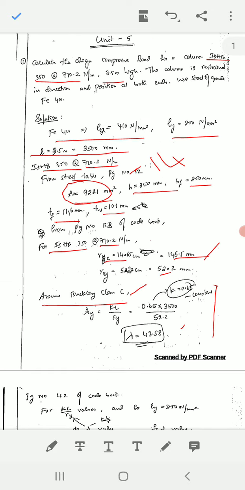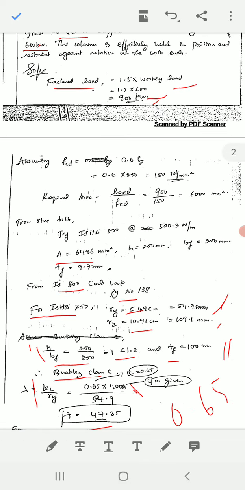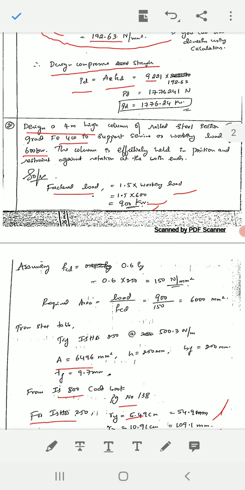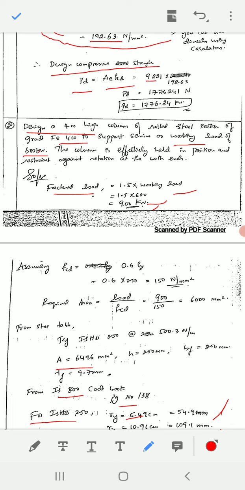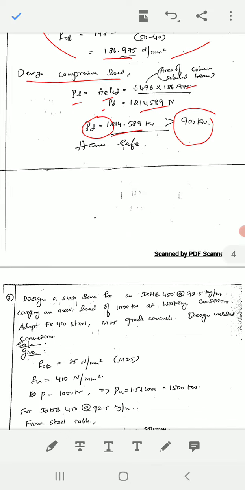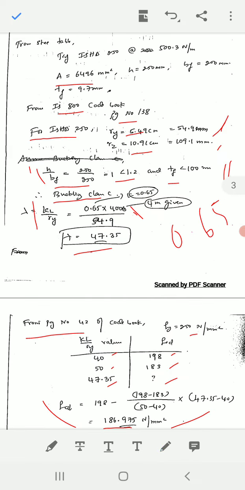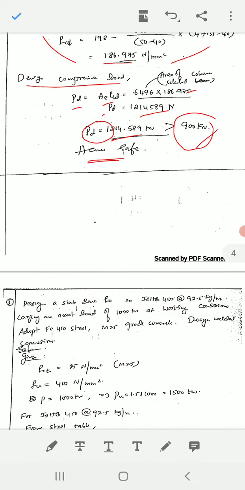Initially they will not give the factored load, sometimes they will give it. If they give a working load, you have to multiply by 1.5. If they directly give the factored load, you don't need to multiply by 1.5. So whatever answer you finally get should be more than the factored load, right? Hence it is safe. Otherwise you have to select a different section larger than ISHB 250.